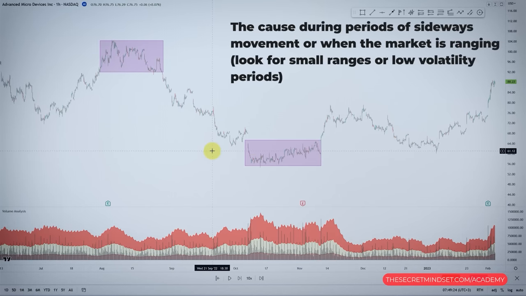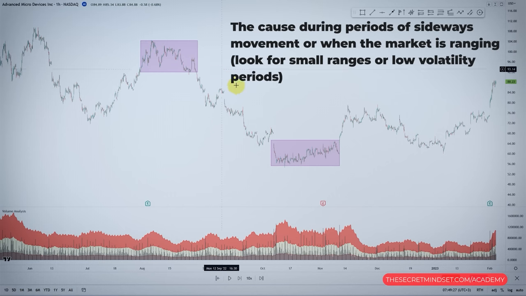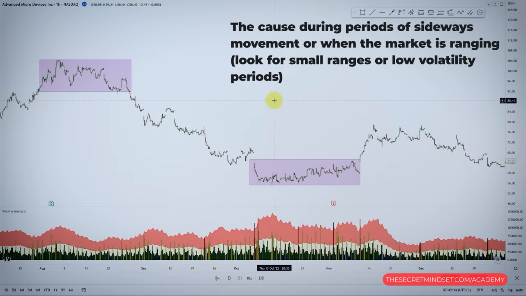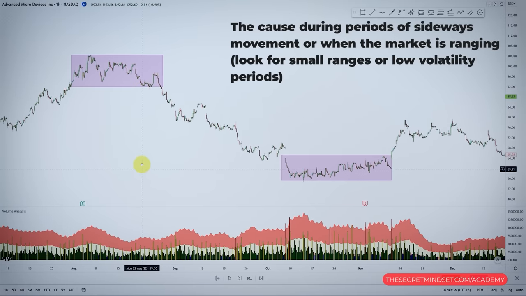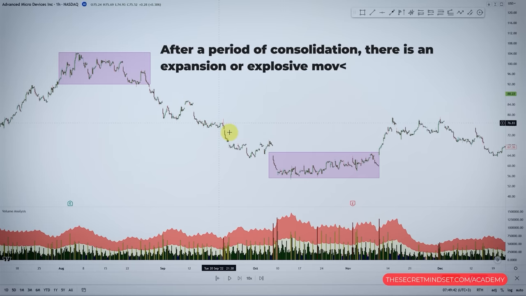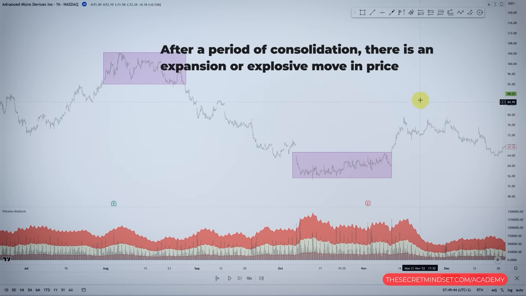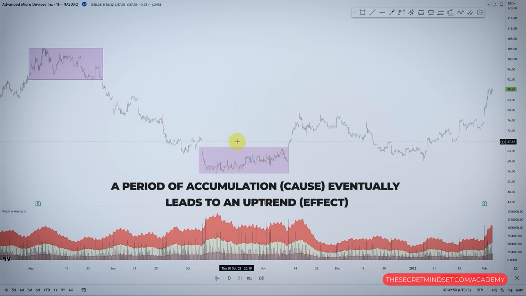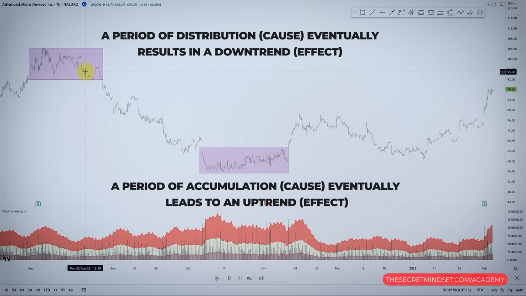This starts during periods of sideways movement or when the market is ranging. This can be seen in charts when we have small ranges or low volatility periods. The longer this process continues, the larger the expected resulting move. So after a period of consolidation, there is an expansion or explosive move in price. In Wyckoff's terms, a period of accumulation, the cause, eventually leads to an uptrend, the effect. In contrast, a period of distribution, the cause, eventually results in a downtrend, the effect.